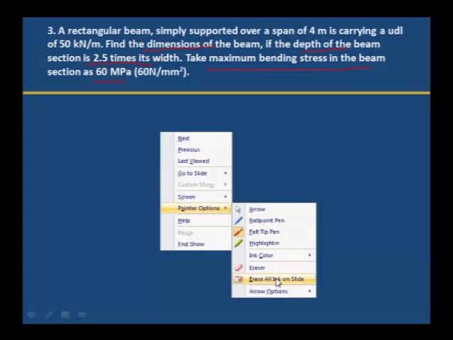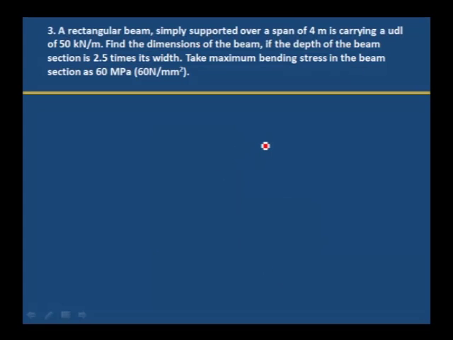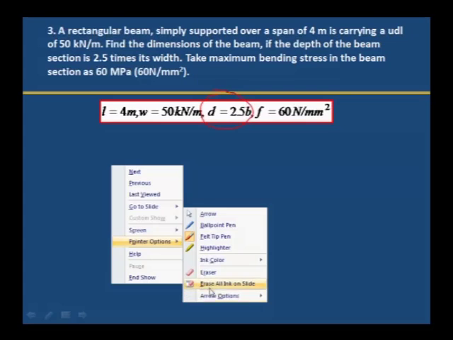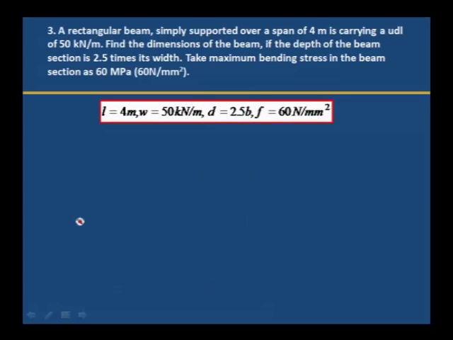We have to list out the data first. Span is given as 4 meters, W, that is the load, is 50 kilonewton per meter, D, the depth, is 2.5 times the width, and the bending stress is 60 newtons per mm square. What we have to find out is the size. To find out the size, what are the formulas we require? First we have to list them out.